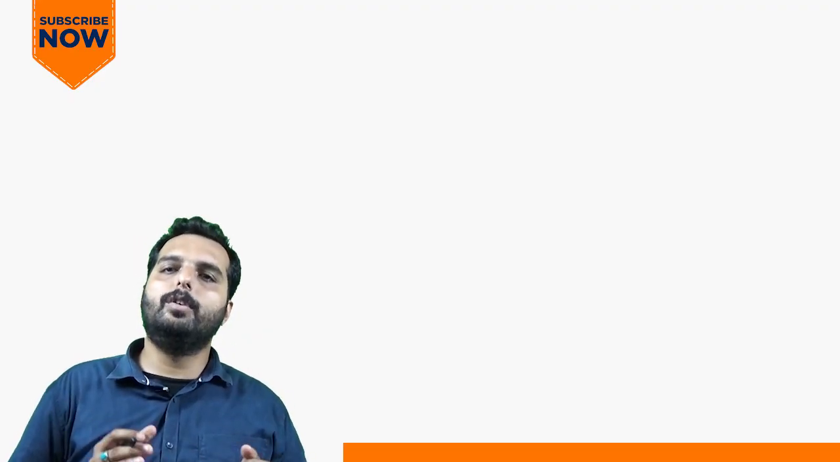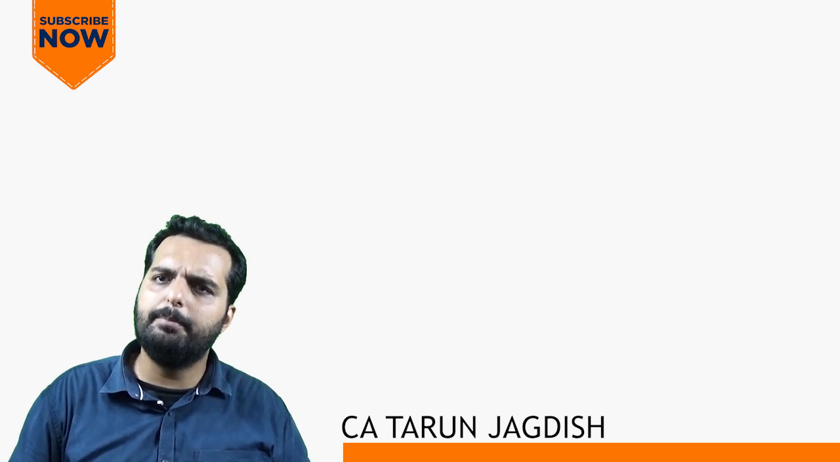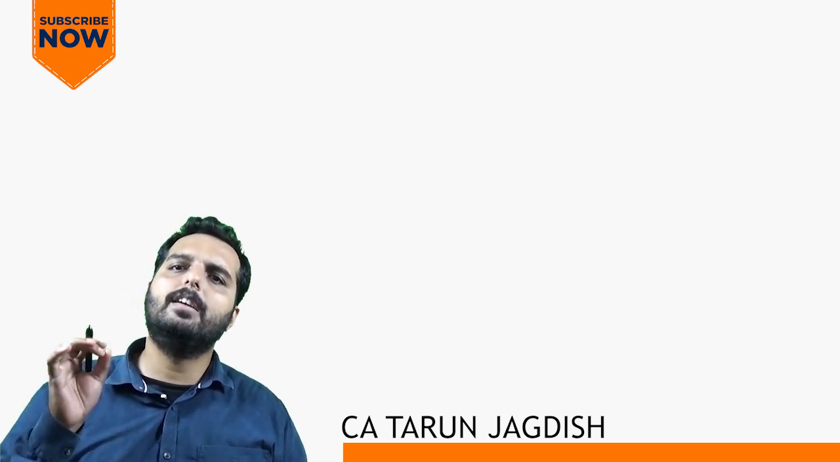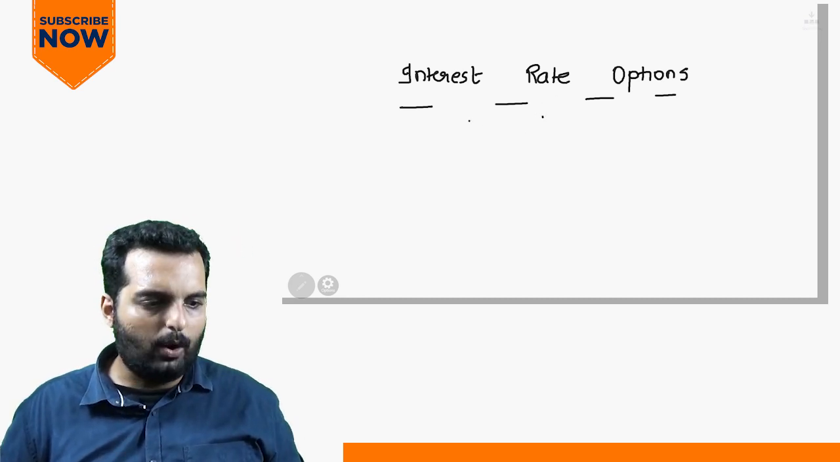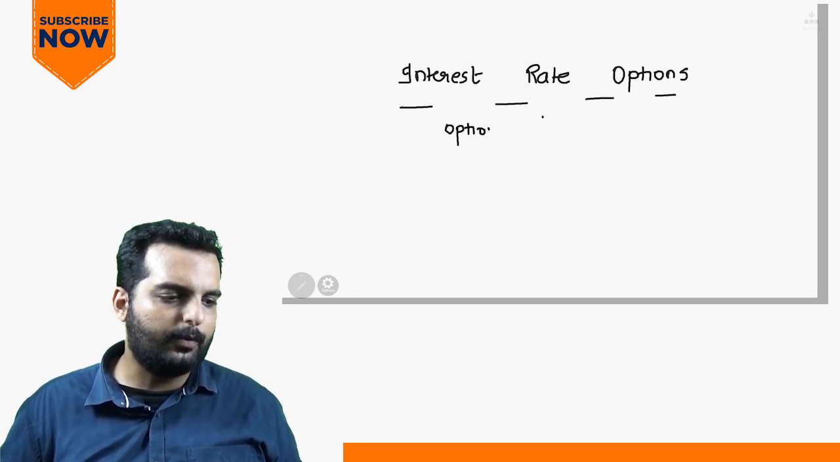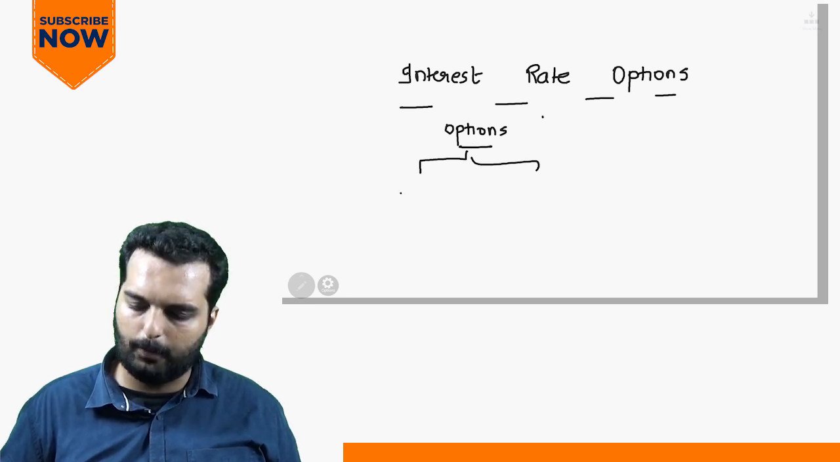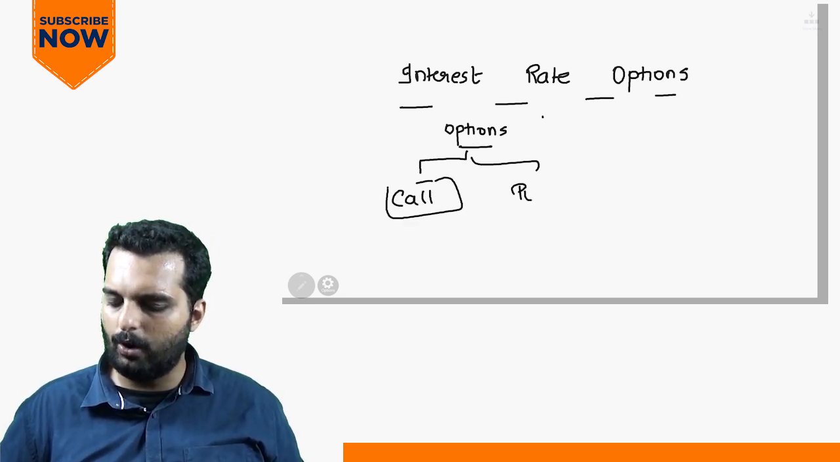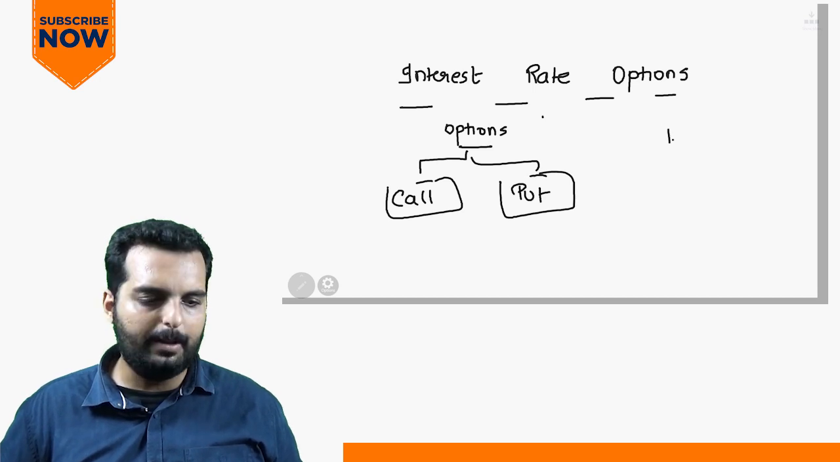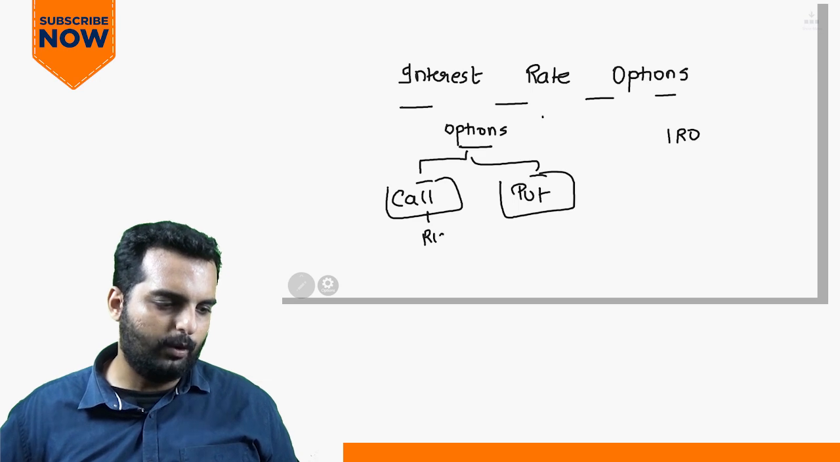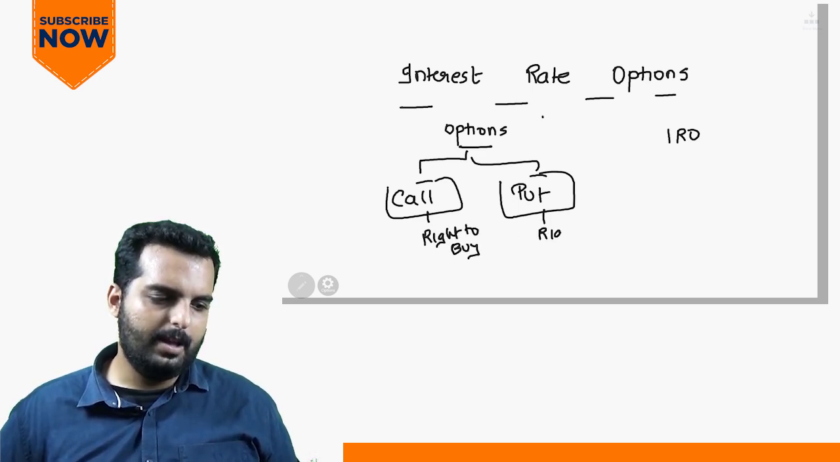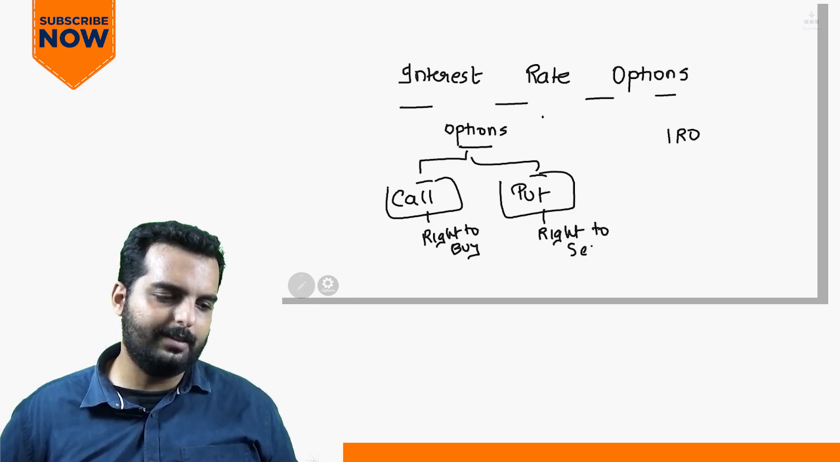Hello everyone, now we will go to the next concept, which is a very simple concept called interest rate options. Friends, earlier in the chapter of options we knew that there are two types of options. One is called the call option and the other one is called the put option. In a call option, basically what we had was the right to buy, and in a put option we had the right to sell.